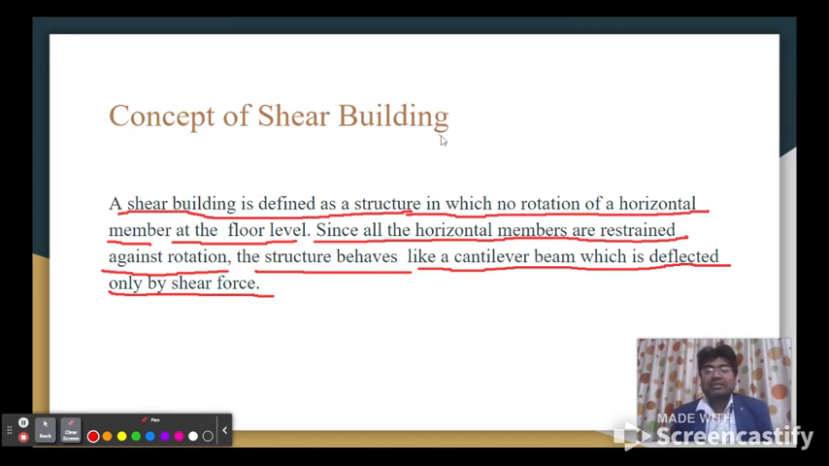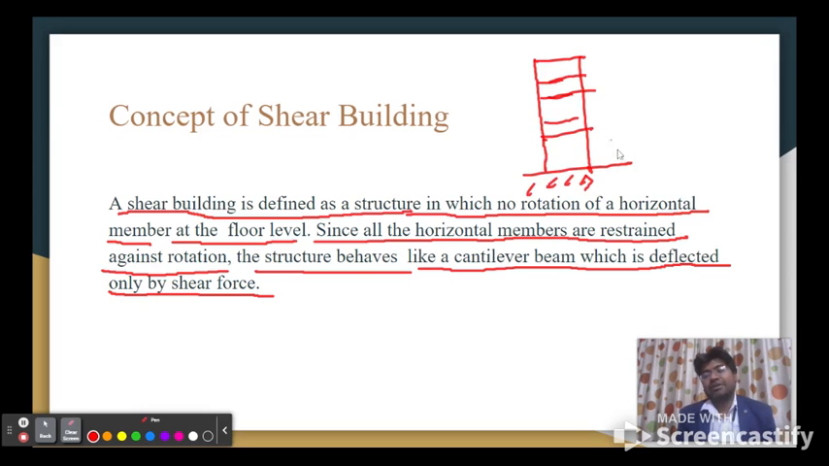In this, the whole building acts as a cantilever beam. For example, this is a building with many levels of stories, and this is the foundation. Now it will be considered as a cantilever beam. This is the concept of shear building.